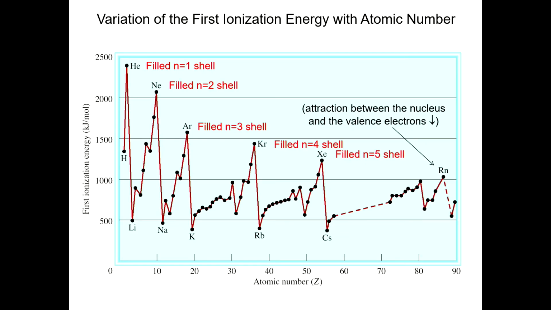Okay. So here we show the first ionization energy for all the elements. From here we can see, this is one period. From left to right, it increases, right? In one period, from left to right, it increases. Why?